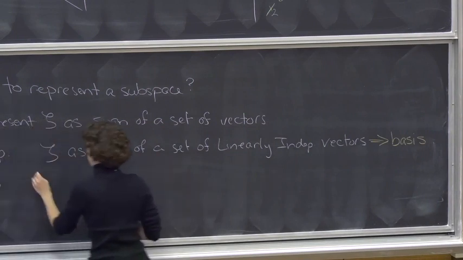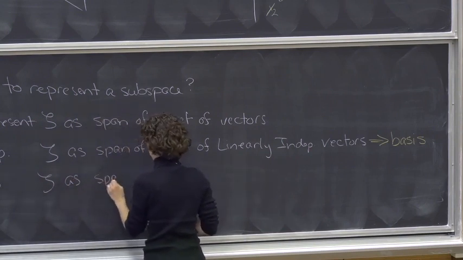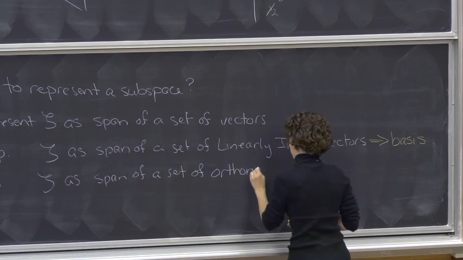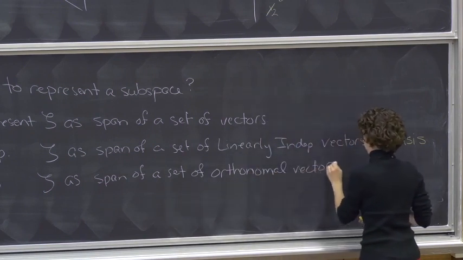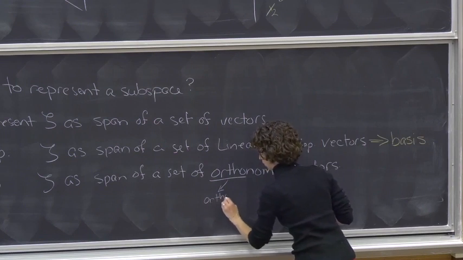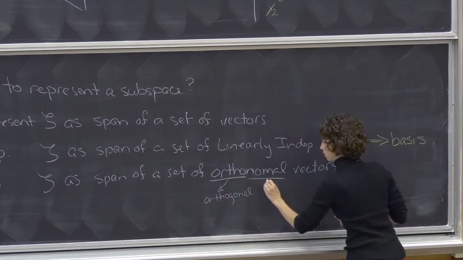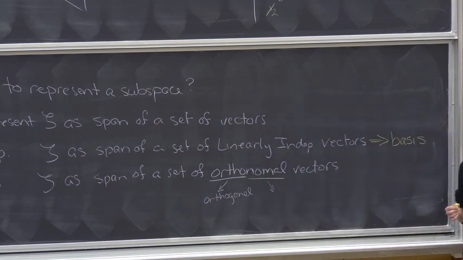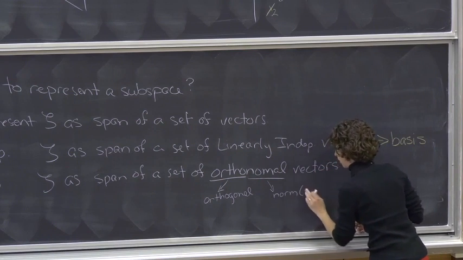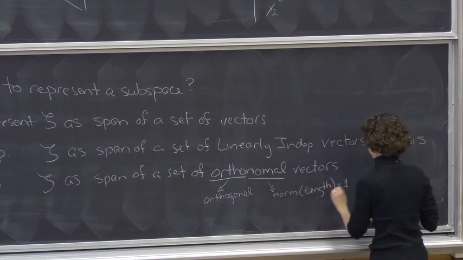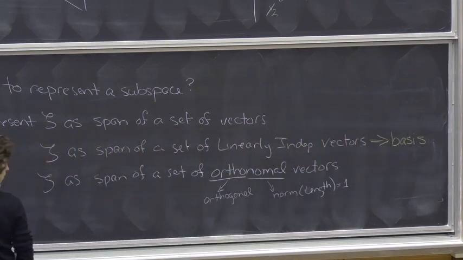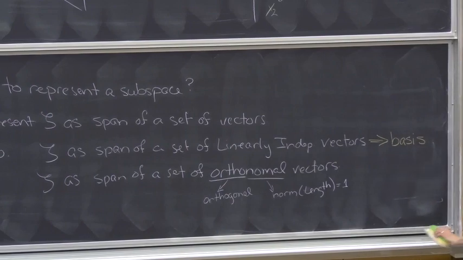And then finally, we could represent S as the span of a set of orthonormal vectors. Okay, so what do we mean by that? The ortho means that the vectors are orthogonal to one another. And normal means, does anybody happen to know? Yes, they have norm, or in this case, length 1. So let me just flesh that out a little bit, and then we'll work it out in our example.